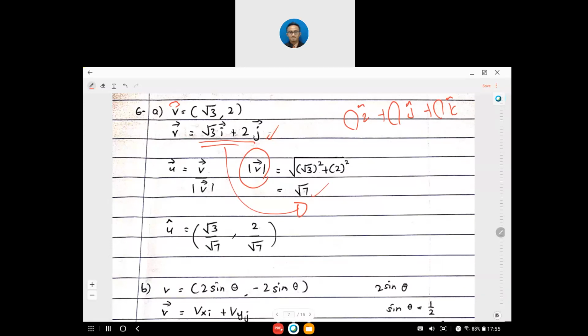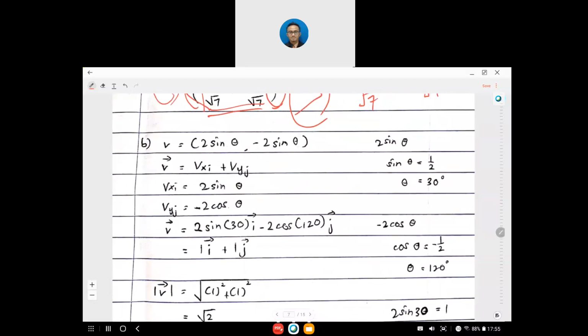Ingat, bila awak nak buat dalam bentuk bracket, since this one is a vector, you must write in terms of this bracket. Bukannya circle bracket. Okay? Faham? Bracket tu salah. Because it is a vector. Ataupun you boleh tulis dalam bentuk root 3 over root 7 i plus 2 over root 7 j. Okay, you can choose either one lah. If you want put in terms of bracket, make sure you use the correct bracket. Jangan guna bracket yang salah.